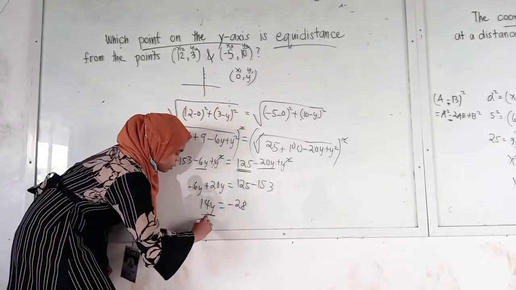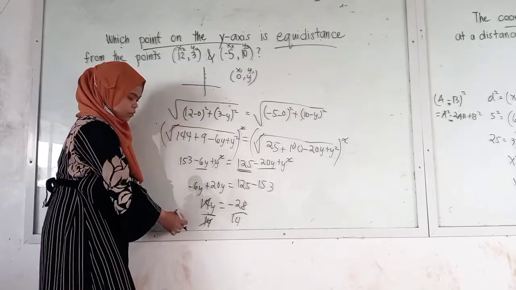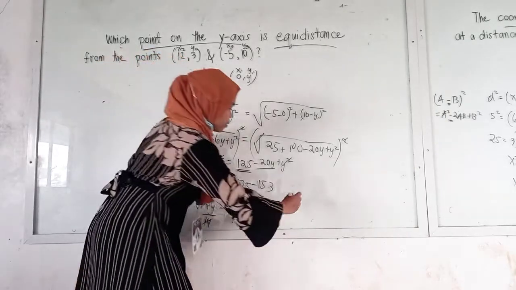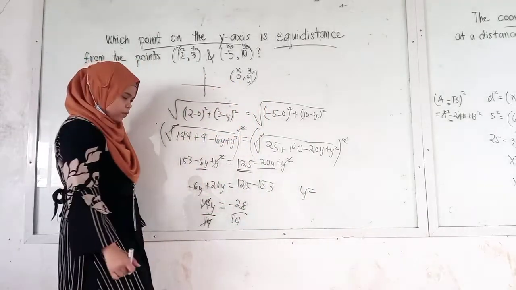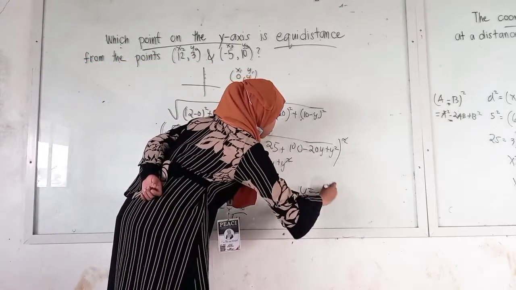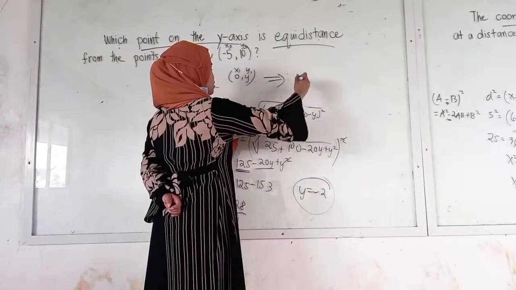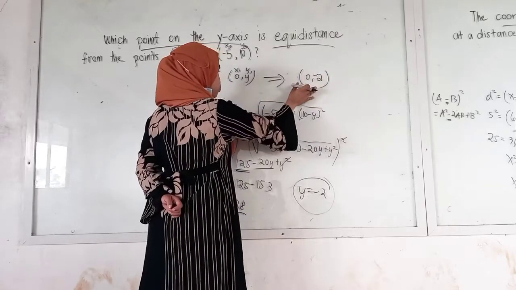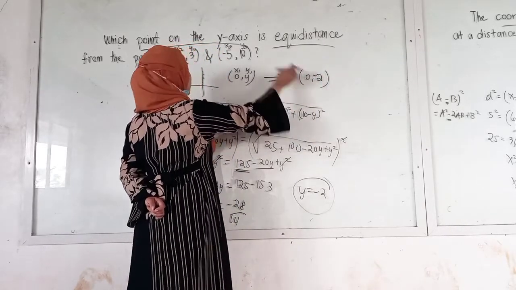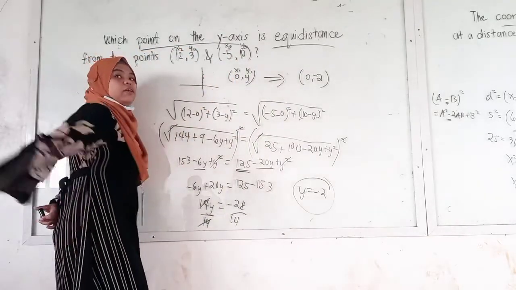So divide both sides by 14. So I can cancel this one. So that implies that y is equal to negative 28 divided by 14, that is negative 2. So ibig sabihin ang answer natin ay 0, negative 2. So at this point, yung distance nito papunta dito at saka dito, equal yung distance nila. Okay?